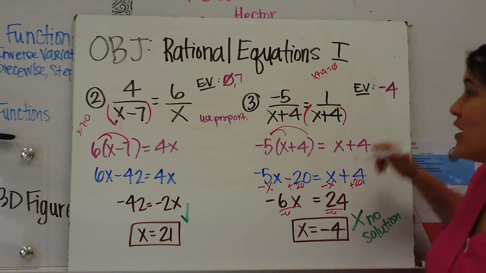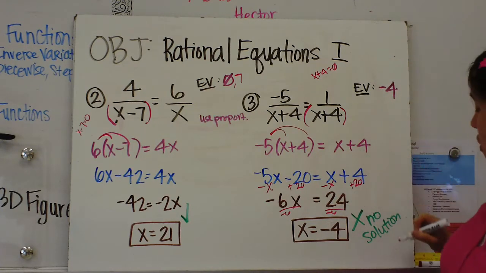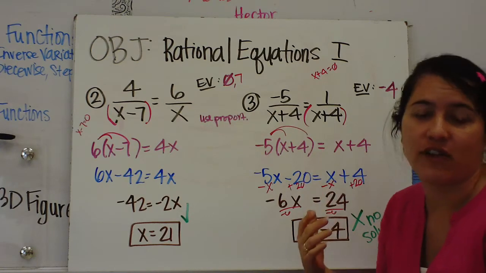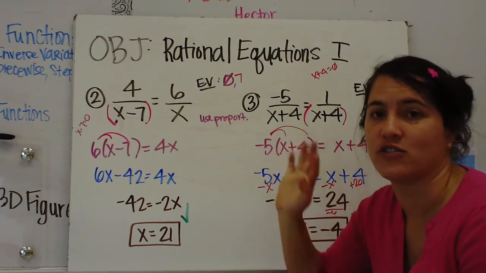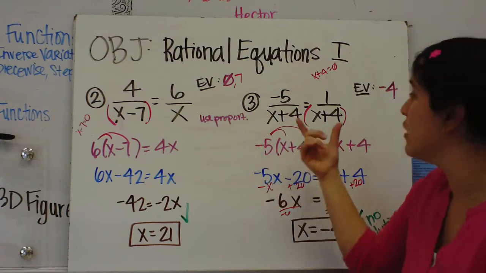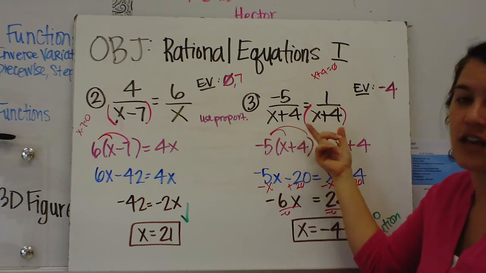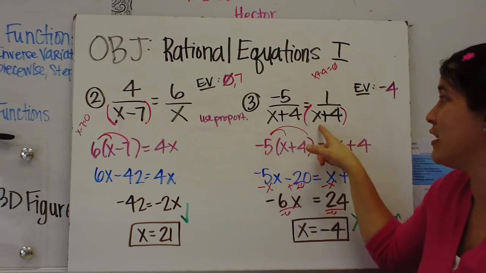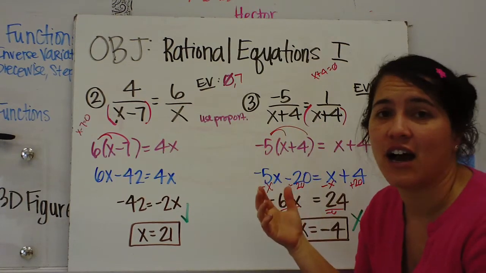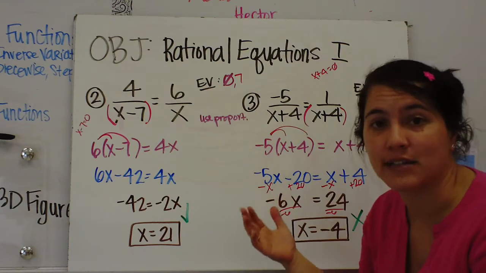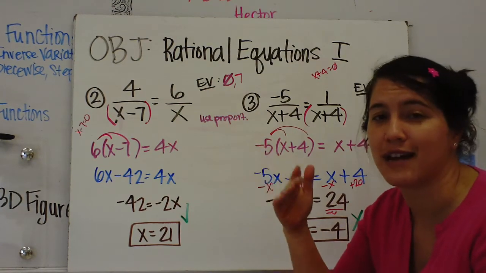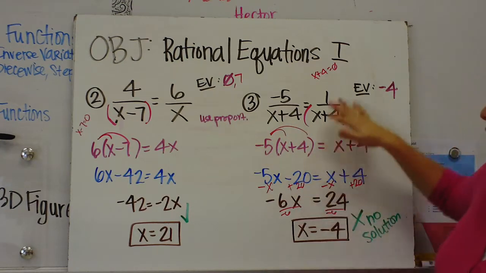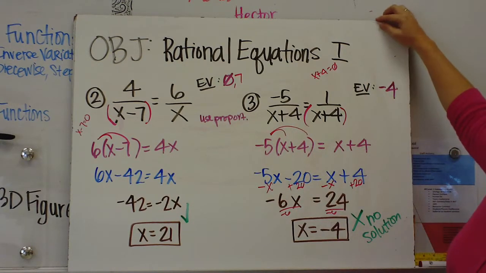But negative 4 is our excluded value. Therefore, there's no solution. If your answer is your excluded value, that means this rational equation has no solution, because the only number that we can put in to make this equal is negative 4. But you can't, because if you put negative 4 in, then that means it's undefined at that value. There's an asymptote, which means it approaches, but it never touches that line. So this answer has no solution.